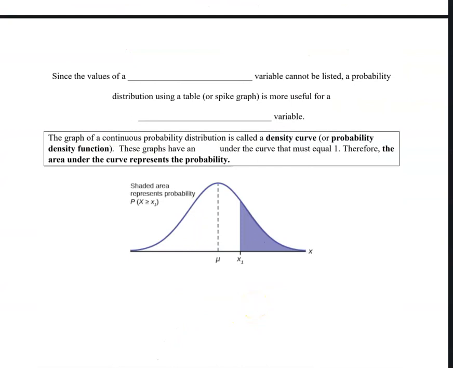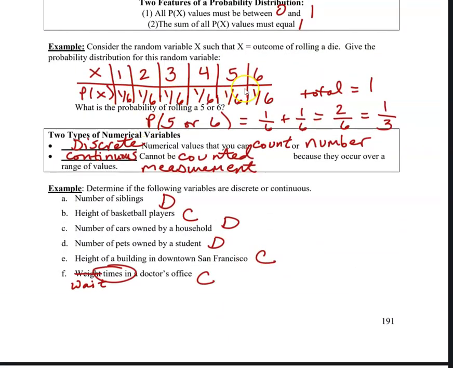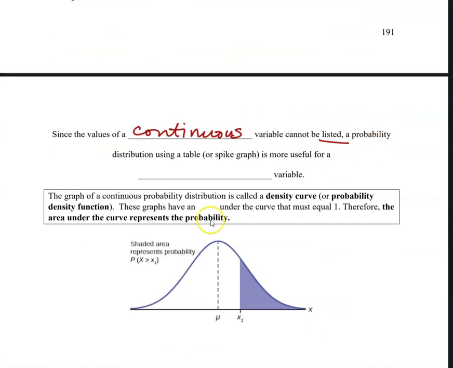Since the values of a continuous variable cannot be listed, this is really the key difference here. If it's a continuous variable, we can't list them the way we did in this table. So when it's a continuous variable, we have to use some other way to display the data or display the probabilities. A probability distribution that uses a table or what's called a spike graph. I think I have an example of that in the notes or in the exercises. But either way, a table is more useful for a discrete variable.